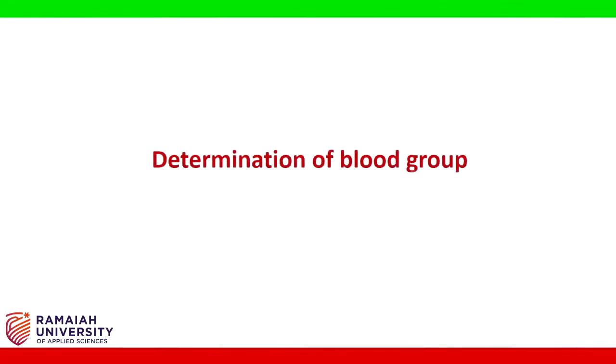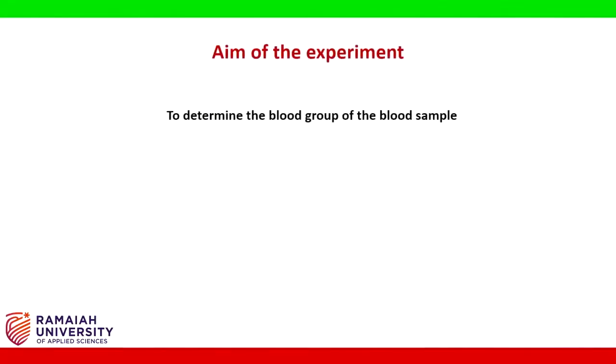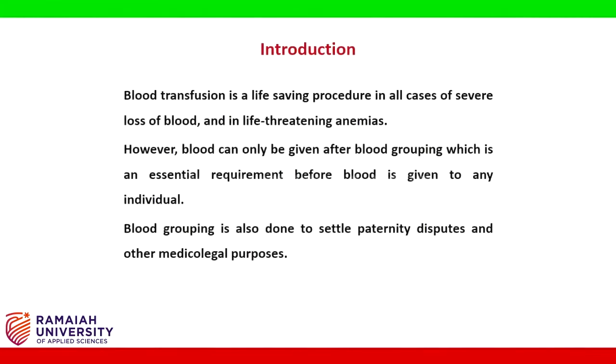Determination of blood group. Aim of the experiment: to determine the blood group of the blood sample. Introduction. Blood transfusion is a life-saving procedure in all cases of severe loss of blood and in life-threatening anemias. However, blood can only be given after blood grouping, which is an essential requirement before blood is given to any individual. Blood grouping is also done to settle paternity disputes and other medico-legal purposes.